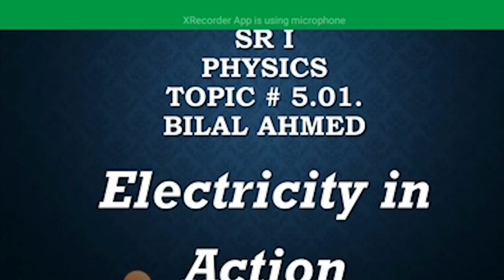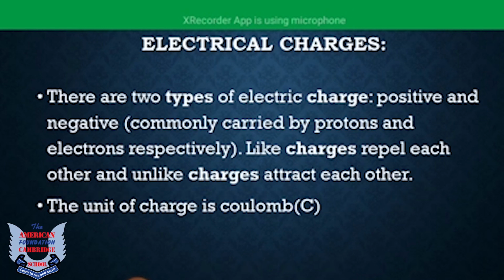We are starting the second lecture of Senior 1 Physics, topic 5.0, Electricity in Action. In 1879, Thomas Edison was the first person who invented the first long-lasting electric bulb. And since then our homes are bright, even after sunset. You must be aware of the fact that lights in our homes work on electricity.